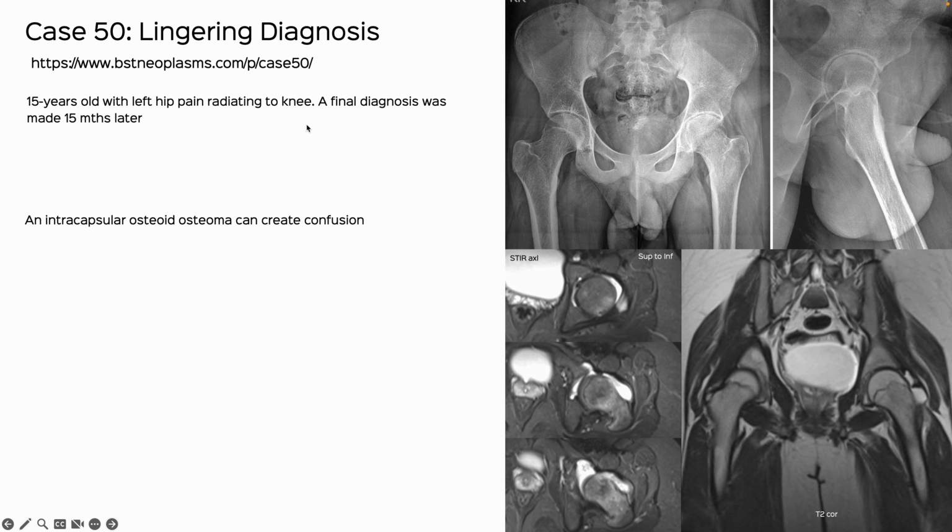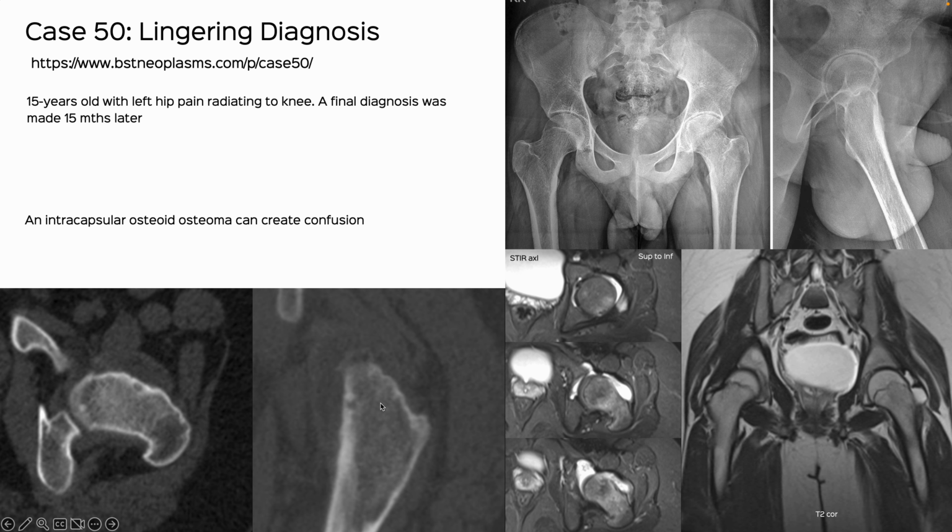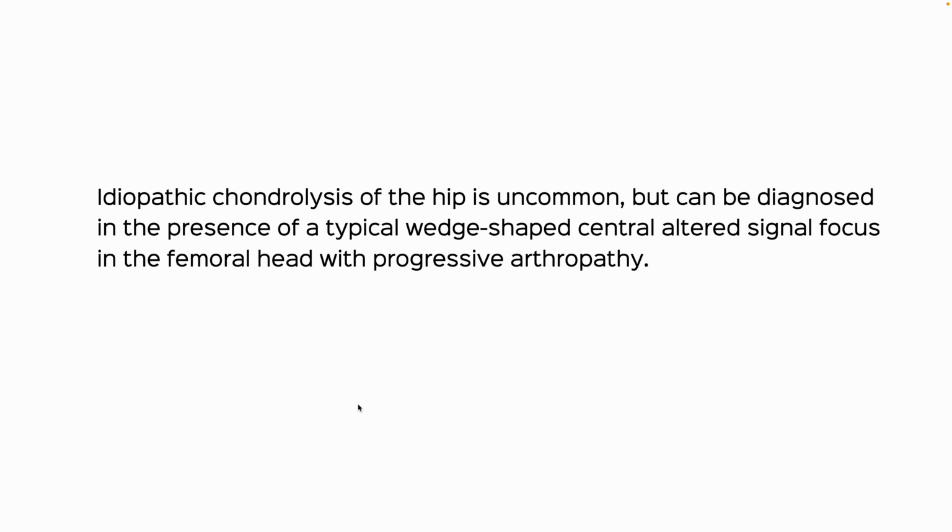And I'd done this case up at bstneoplasms.com of this patient who had knee pain. Then they found that it was because of the hip, and there is this diffuse reduction in joint space. Not rapidly progressive, but the patient was symptomatic for 15 months with some effusion. And there was this little focal area of altered signal, which then on a CT scan turned out to be an intracapsular osteoid osteoma, which is known to create confusion in these situations.